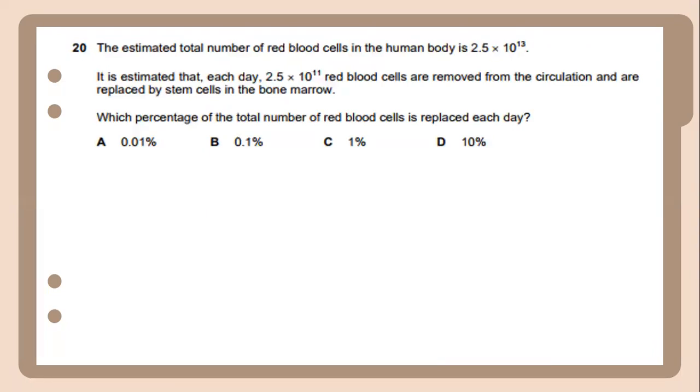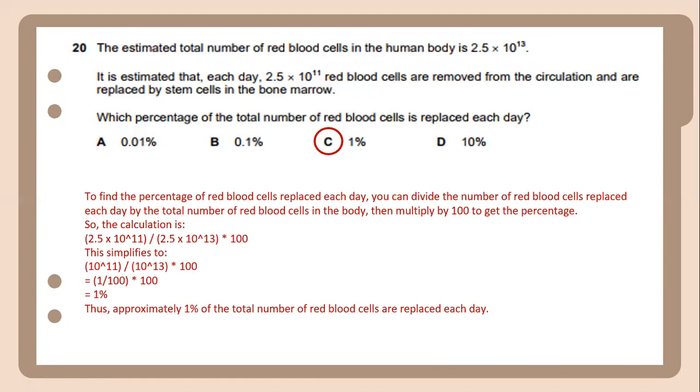The estimated total number of red blood cells in the human body is 2.5 times 10 to the power of 13. It is estimated that each day, 2.5 times 10 to the power of 11 red blood cells are removed from the circulation and are replaced by stem cells in the bone marrow. Which percentage of the total number of red blood cells is replaced each day? To find the percentage of red blood cells replaced each day, you can divide the number of red blood cells replaced each day by the total number of red blood cells in the body.